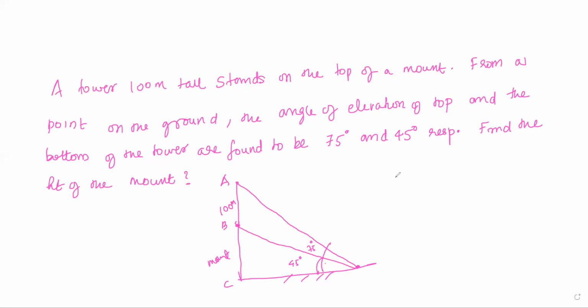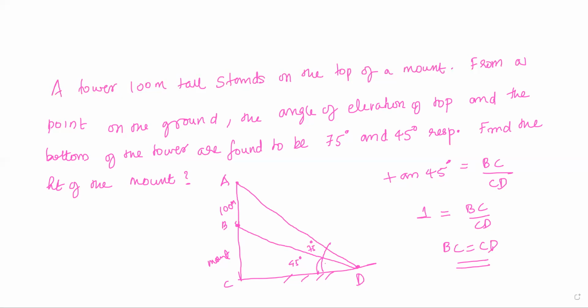Okay. So this point I'm marking as D. Now tan 45 degree is opposite by adjacent. So it is BC by CD. Tan 45 degree we know is 1, which is BC by CD. So from this you will get BC is equal to CD. So let it be there.